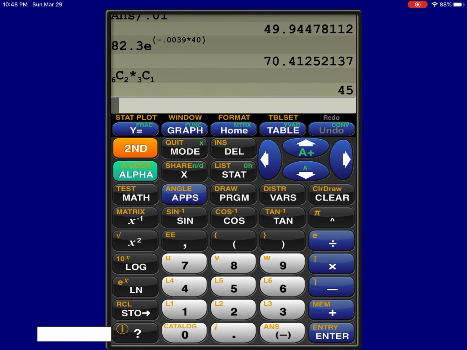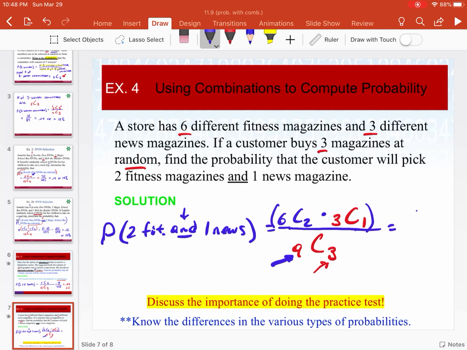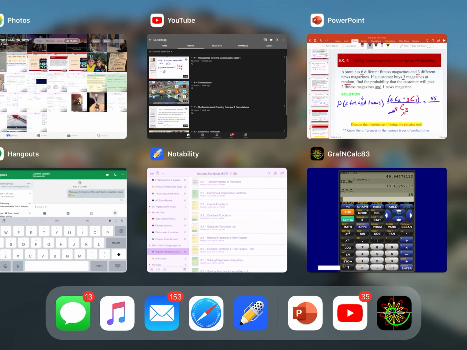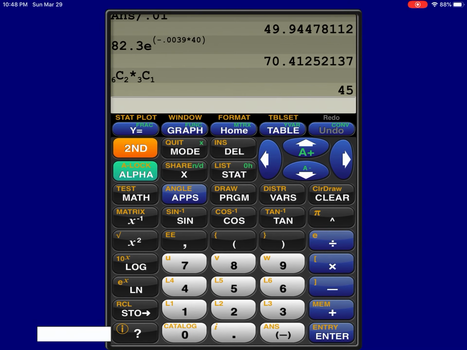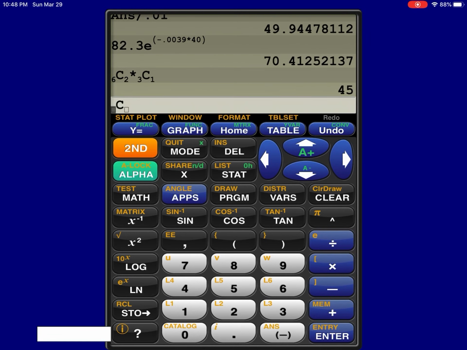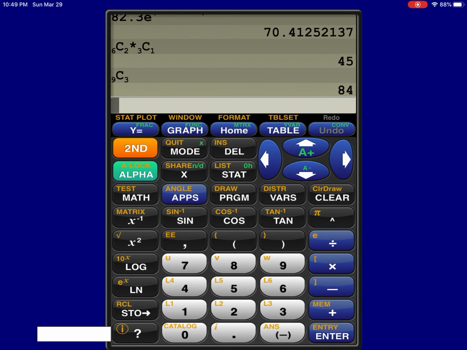So the top is 45. And the bottom, 9C3. There's quicker ways to do this, but I don't want to throw you off by using the entry key or recalling the memory of the calculator. We'll just do it step by step.